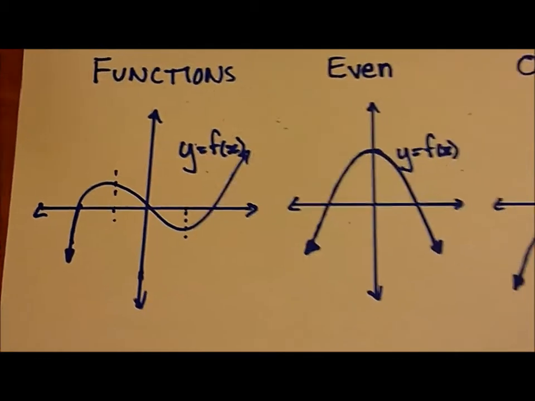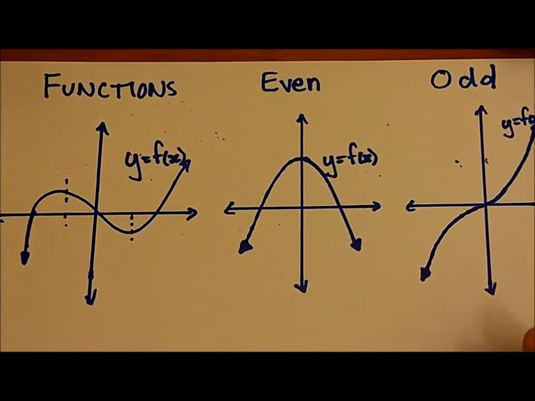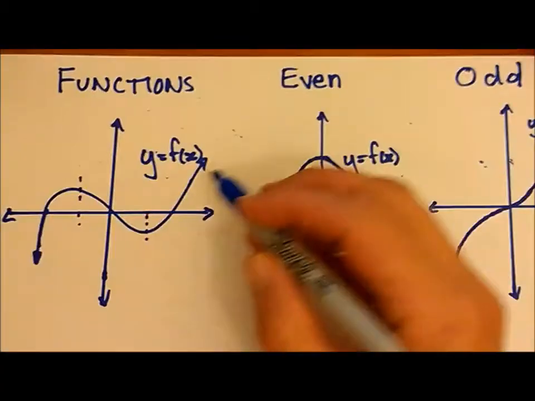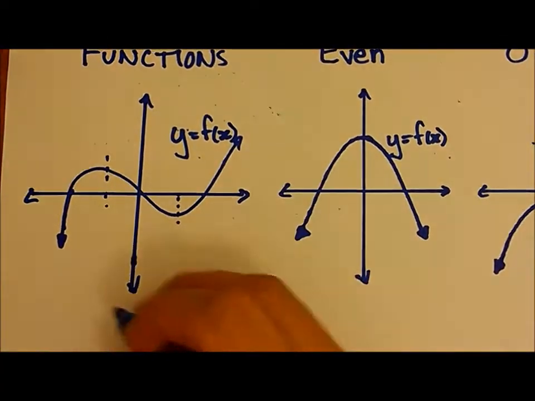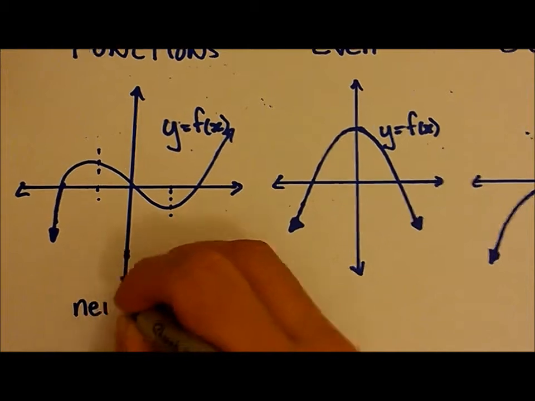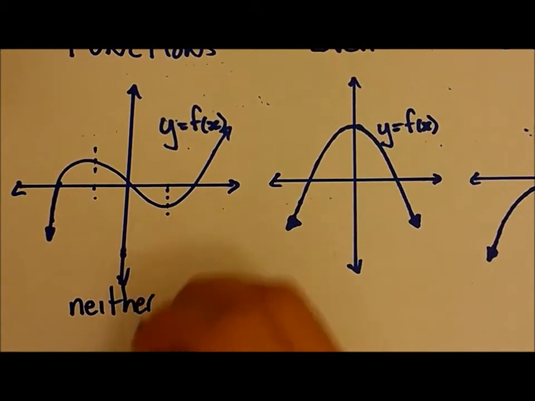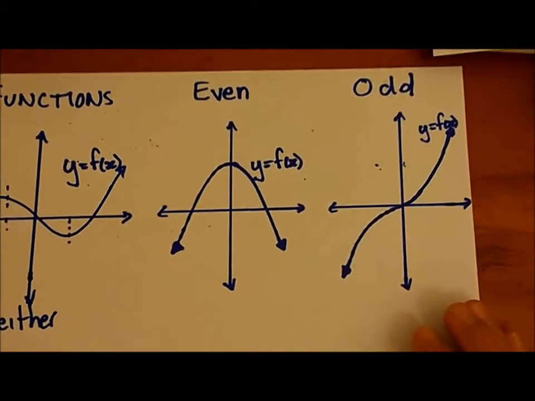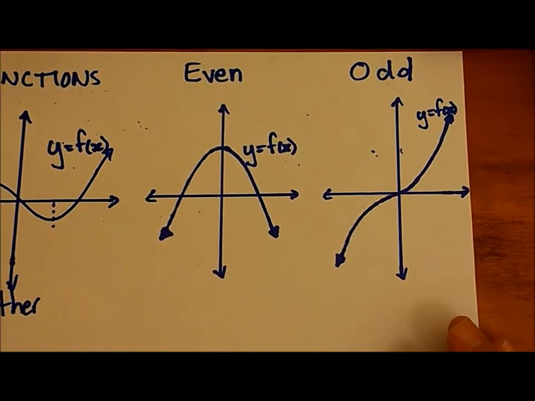So when we look at functions, there's also a little bit of a further classification we can make, and that is about even and odd functions. Most of our functions are actually neither. So this function here would be one that's neither even nor odd. However, some of them have these unique properties which make them even or odd functions.